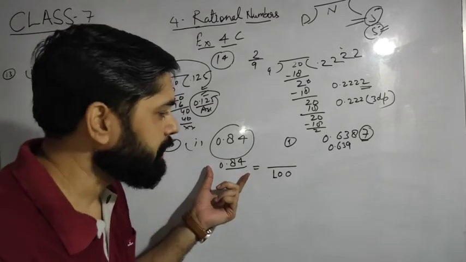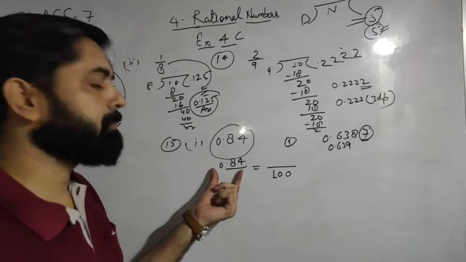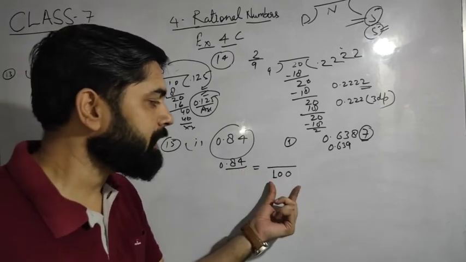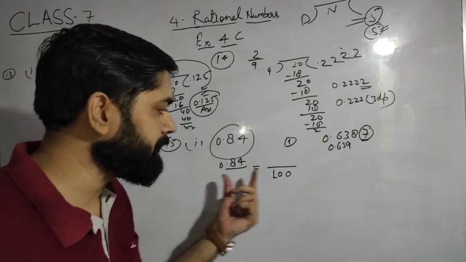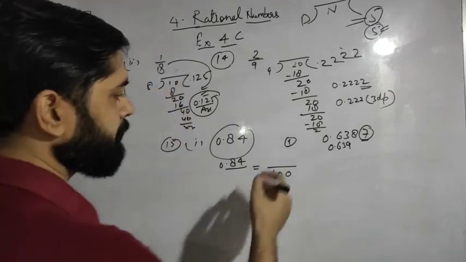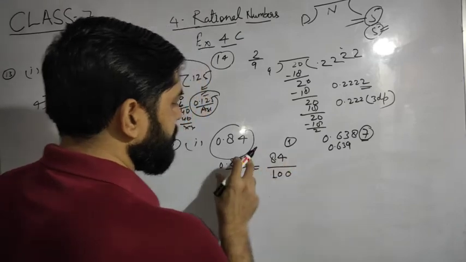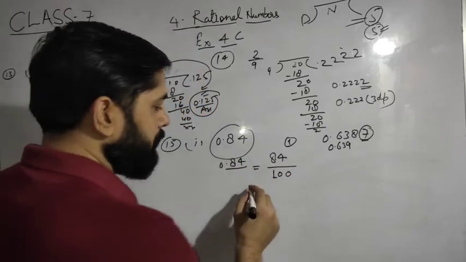When we convert any decimal into a fraction, the denominator always depends on the decimal places. If 1 decimal place, the denominator will be 10, if 2 decimal places, the denominator will be 100, if 3 decimal places, the denominator will be 1000. And now here we write the same number, 84.